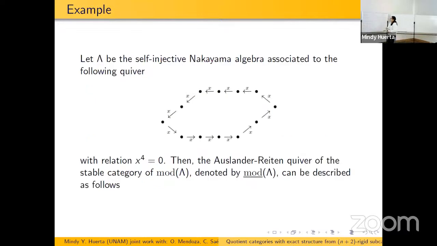Well, so let me finish with an example. Imagine that you have this Lambda, a self-injective Nakayama algebra associated to this quiver with this relation. So we can construct the category mod Lambda, the category of finitely generated Lambda modules. And we focus our attention on the stable category of mod Lambda. Well, the stable category of mod Lambda is known for being triangulated.